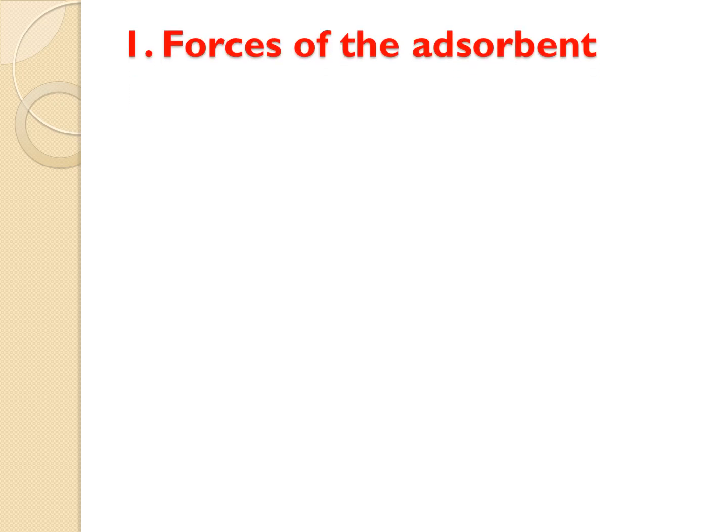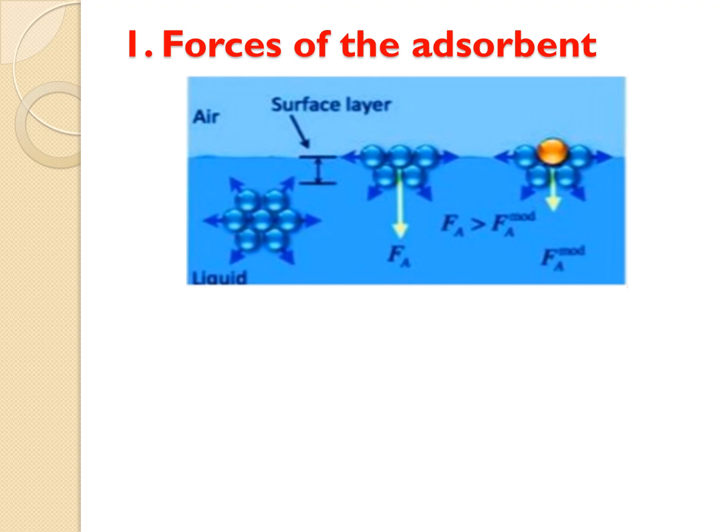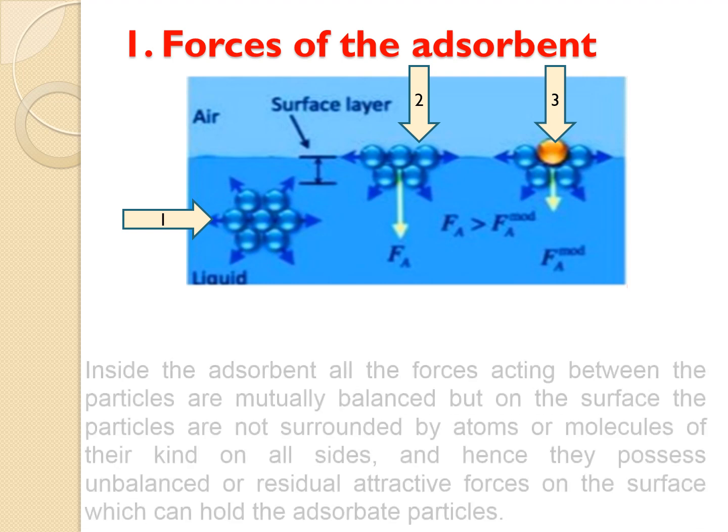Now the first factor that is responsible for adsorption is forces of the adsorbent. We need to observe this diagram carefully. The arrow 1 points towards the particles present inside the adsorbent. Arrow 2 represents the particles that are present on the surface. Arrow 3 represents the adsorption that has taken place.